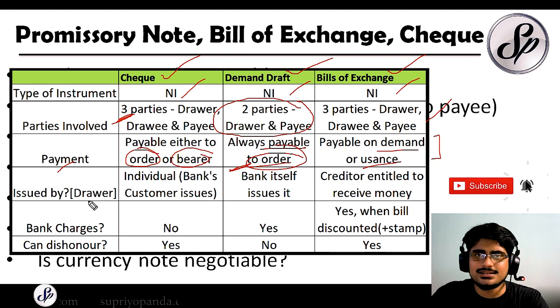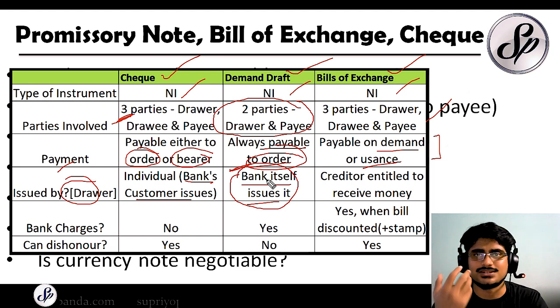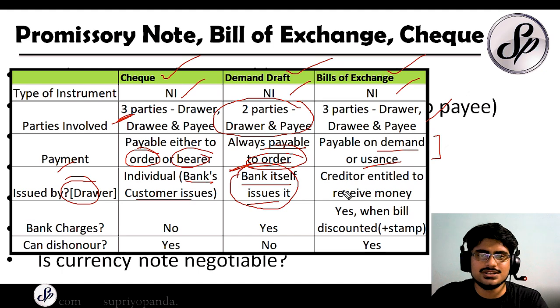And what is the difference in the issued by? So the drawer, so a check, the individual who is the bank's customer is actually drawing the check. So the individual is the drawer. In the demand draft, the bank itself is issuing it. So remember, this is very important. So the bank guarantees that the funds are going to be transferred to that person. So it's very, very safe. And the bills of exchange, the creditor who is entitled to receive money, that person is the drawer. We already discussed that.